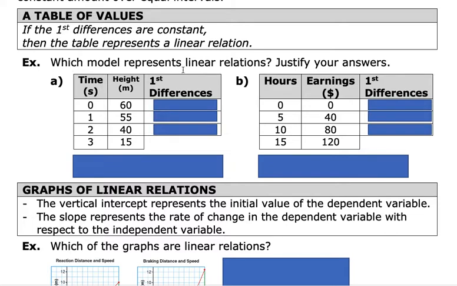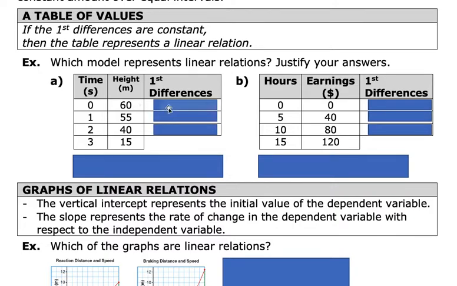So for example, which model represents linear relations? Justify your answers. If you're just given a set of values in a table, then what we need to do is look at these ordered pairs. Do we have equal intervals for our time? If we do, then we can look at just the first differences of our y variable. The first differences are achieved by doing the second point minus the first point. So compare the difference between adjacent points.